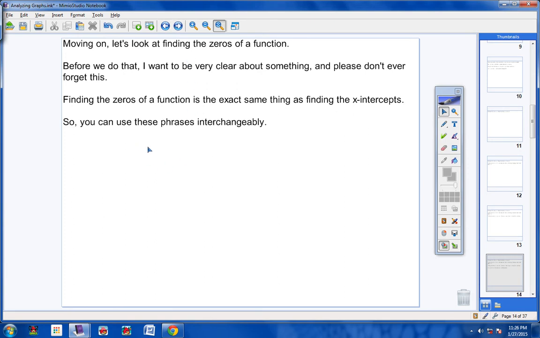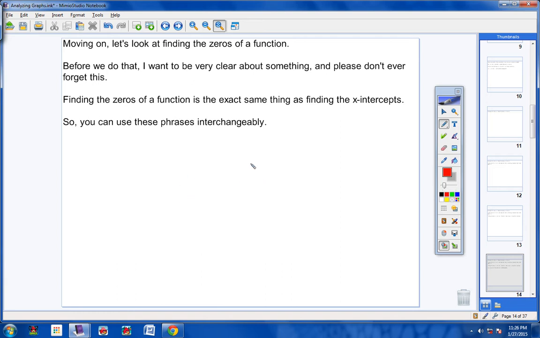So you can use these phrases interchangeably. Let me tell you why we call these zeros of a function. We call them zeros because we're looking for values that you're going to put in for x that will give you out 0. And I think I said that backwards, and I apologize. Hold on, that's totally wrong. We're looking for x values that when you put these x values in, you get out zeros.